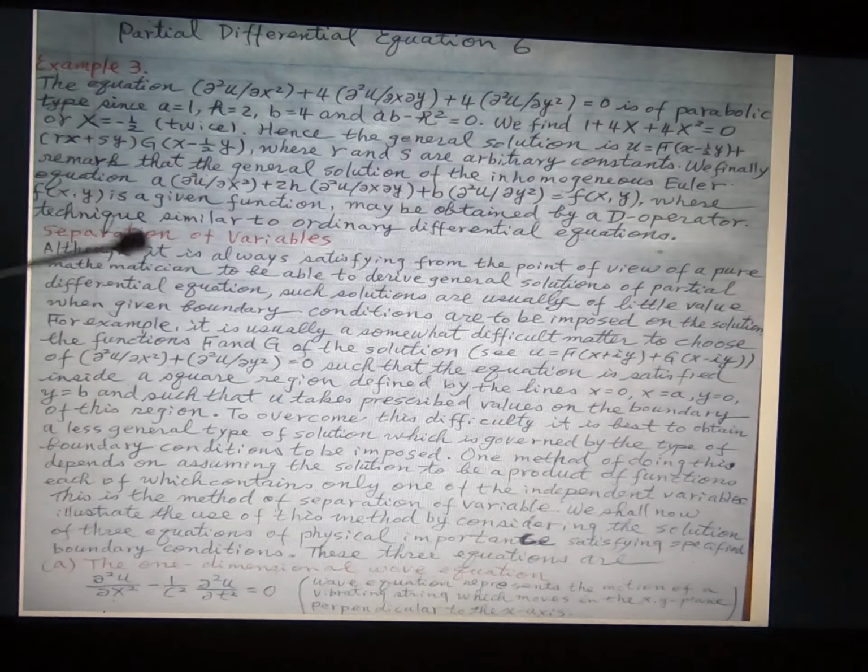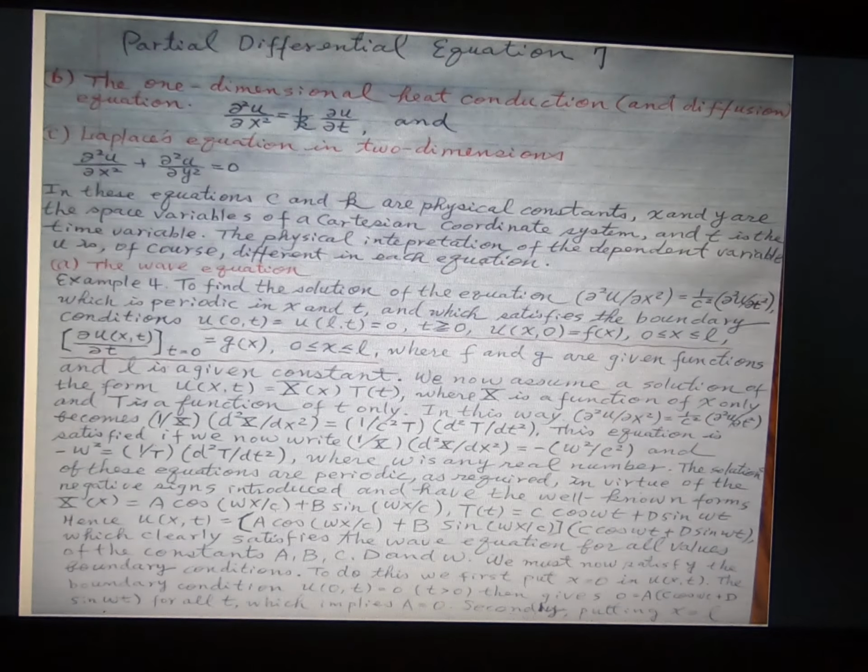Now we look at the separation of variable. So we will look at three different types. One is the one-dimensional wave equation. It's something like this. The second one is the one-dimensional heat conduction equation. It's looking like this. The third type is the Laplace equation in 2 dimensions, like this. The wave equation can be solved like this.